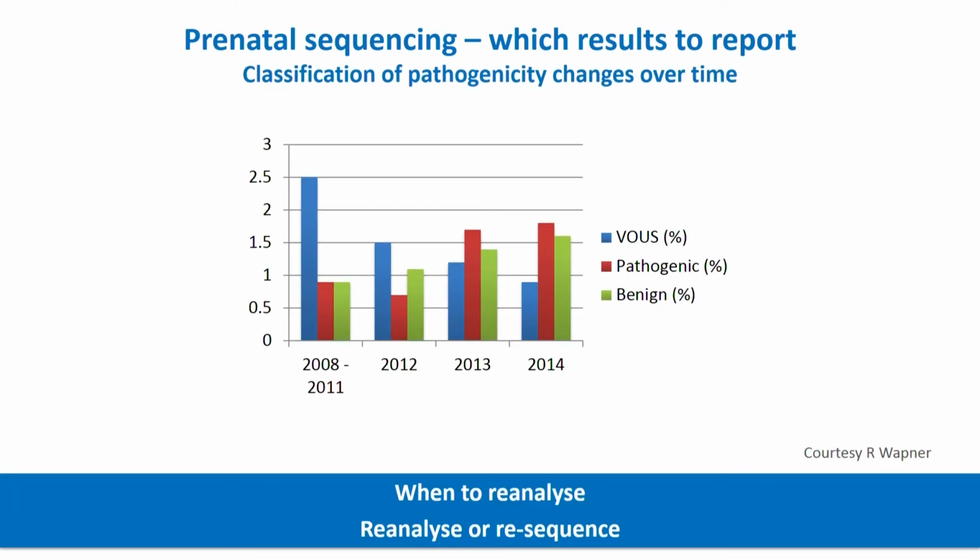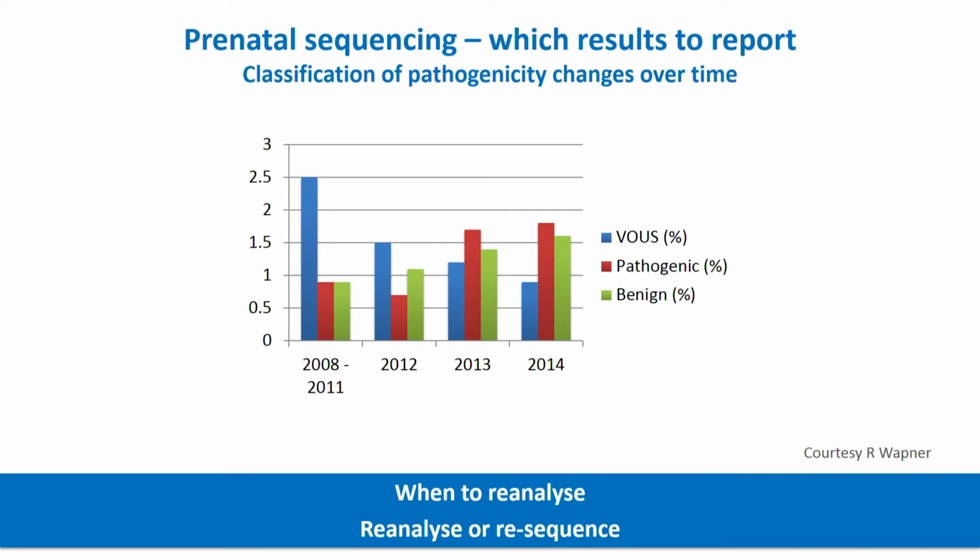Reanalysis. Bryn has shown you an example of that case where reanalysis over time shifts the variant of unknown significance to pathogenic or benign. This is data from Ron Montner's group where he's reanalyzed the microarray data. The same thing is happening with sequencing. So when should we reanalyze? Or should we reanalyze, or should we resequence?